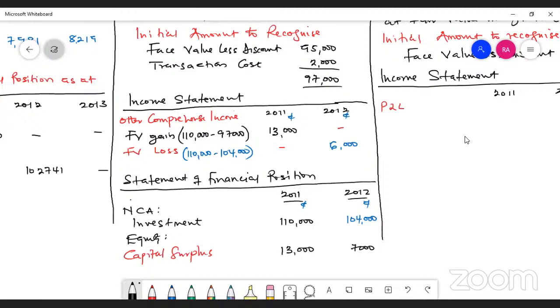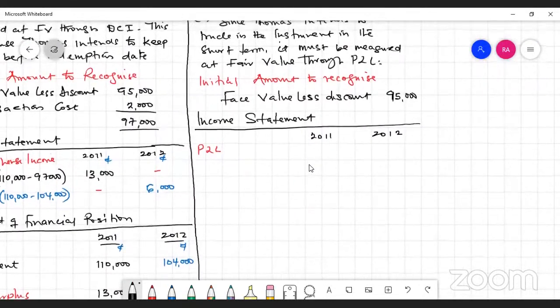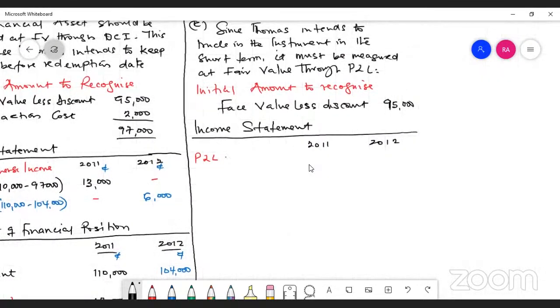The second one, it is at fair value through OCI. It is the third one that is at fair value through P&L. In that case, P&L is going to take the transaction cost as an expense. That's how much? 2,000 as an expense. Then we recognize fair value gain. That is 110,000 minus 95,000. That will give us 15,000.